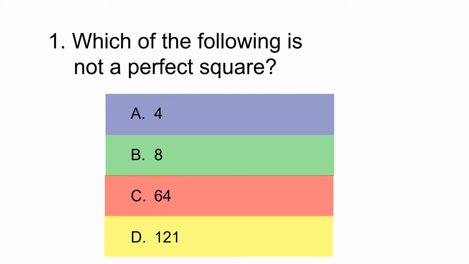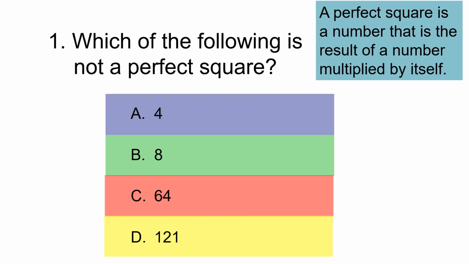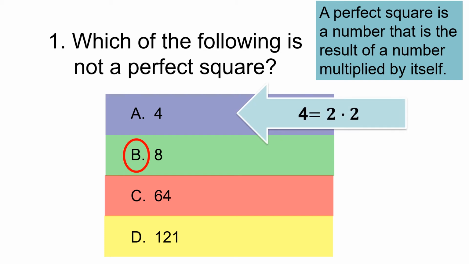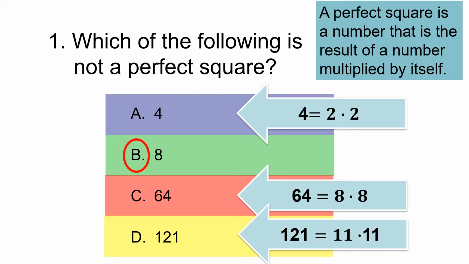Okay, please take note that a perfect square is a number that is the result of a number multiplied by itself. So the answer is B, because 4 is equal to 2 times 2, 64 is equal to 8 times 8, and 121 is equal to 11 times 11.